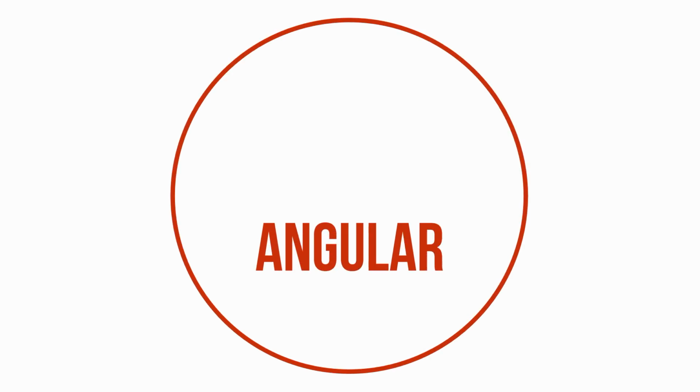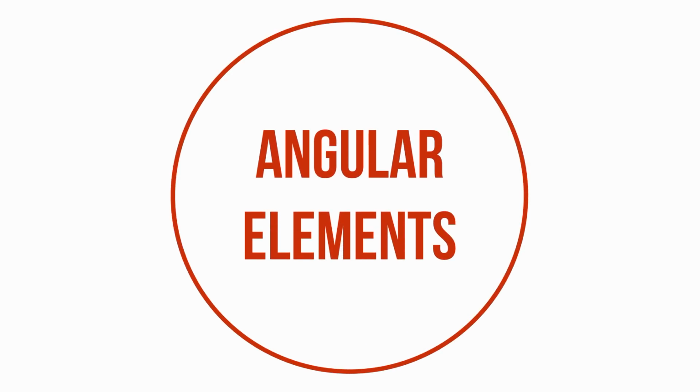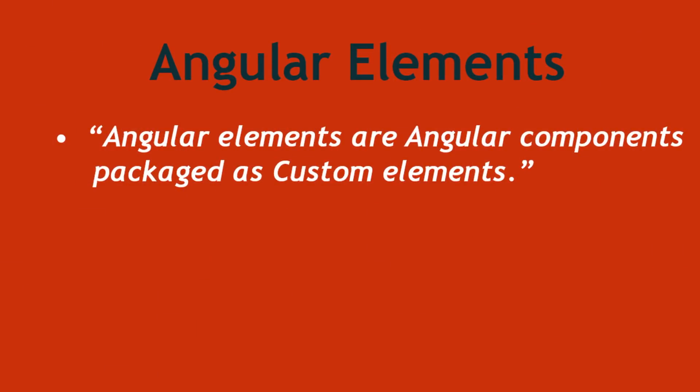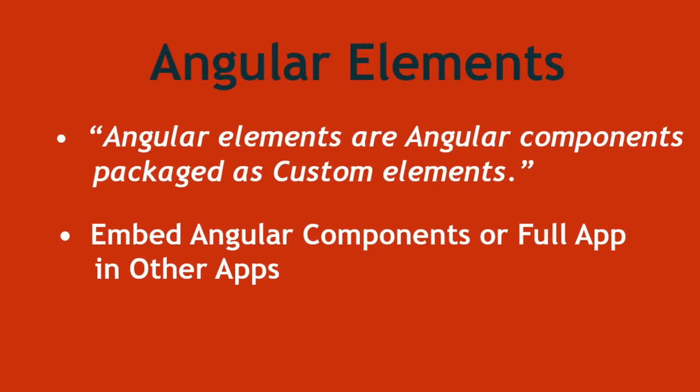The next main feature in Angular 6 is Angular Elements. Angular Elements are Angular components packaged as custom elements. In other words, now you can use Angular components outside of your Angular application. If you want to allow others to embed your Angular components or even full applications in other apps written in any other framework, Angular Elements is for you. It will let you publish your Angular components as web components that can be used anywhere in any application. Although Angular Elements is still in development, you might see this feature in the early updates of Angular 6.